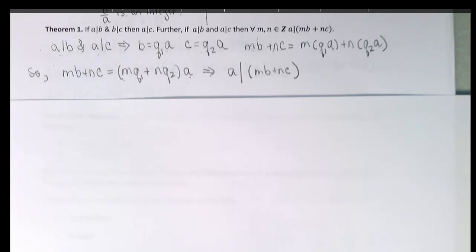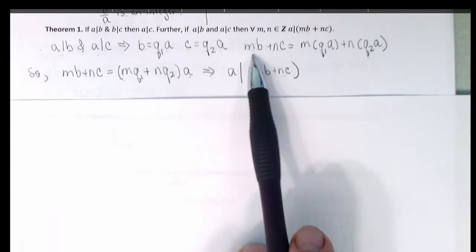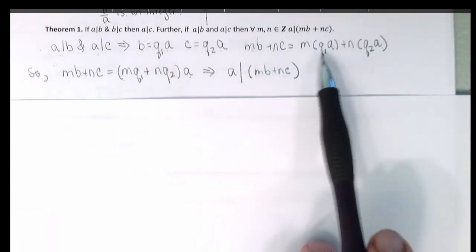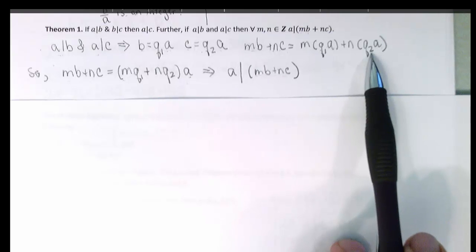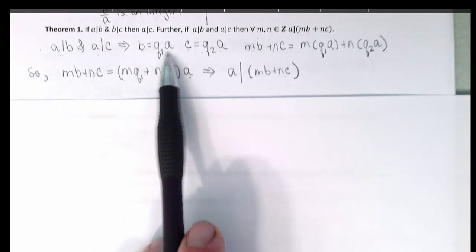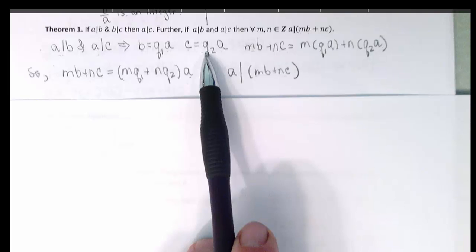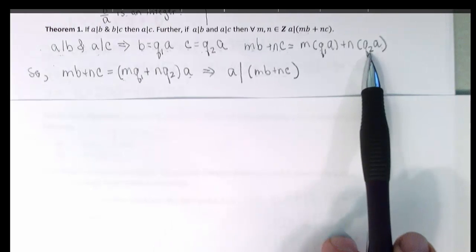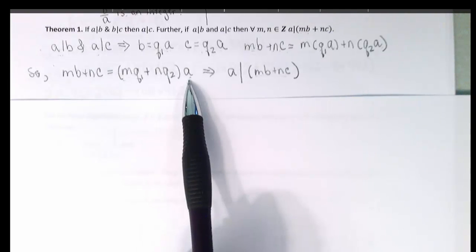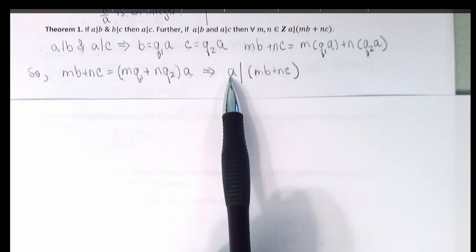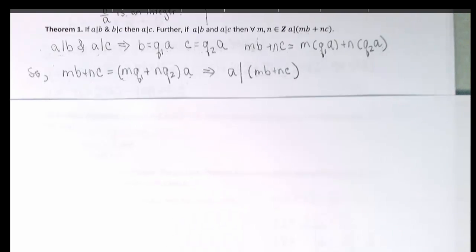This is straightforward to prove, and we'll use it so many times during this section it's probably worth reviewing the proof. mb plus nc could be written in terms of a because we know that b is divisible by a and c is divisible by a. If we do that rewriting, then we can factor the a off, and in this form it's easy to see that a does in fact divide the linear combination mb plus nc.